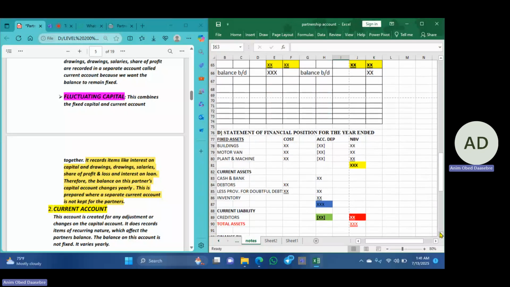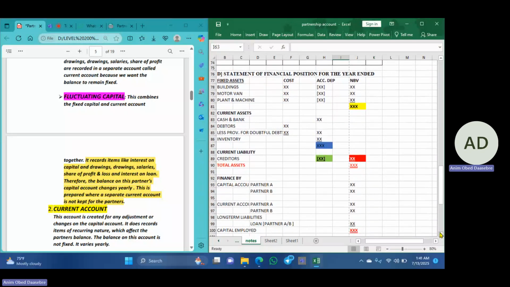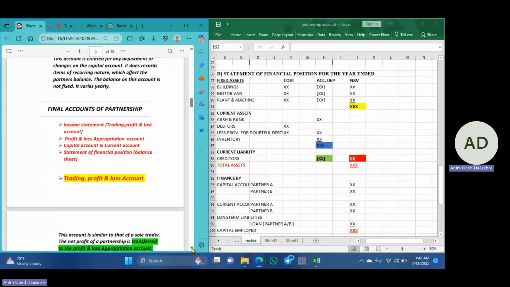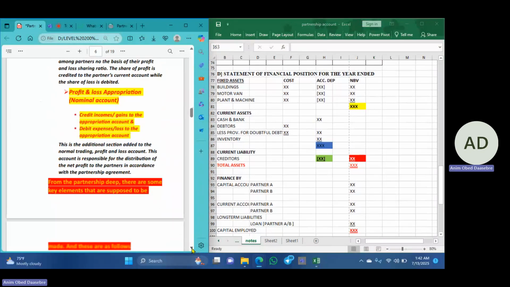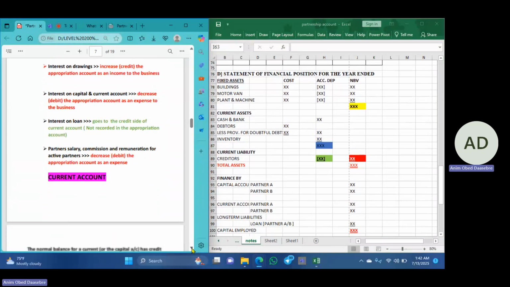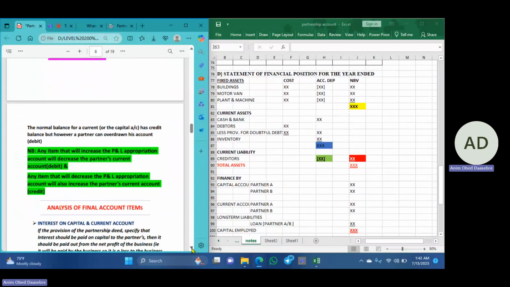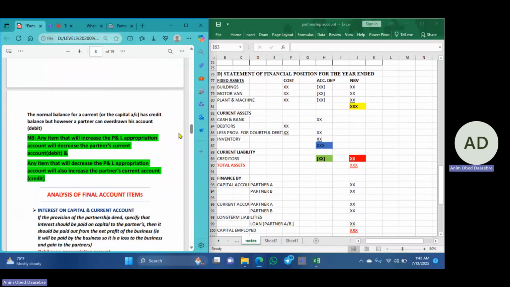Now you are going to what? The last aspect of the capital accounts, and that is the statements of financial position for the year ended. So basically, this is the same as what we already knew from last semester when we were doing the supervisor kind of thing, right? It is the same thing. It is not that different from what you already know, right?